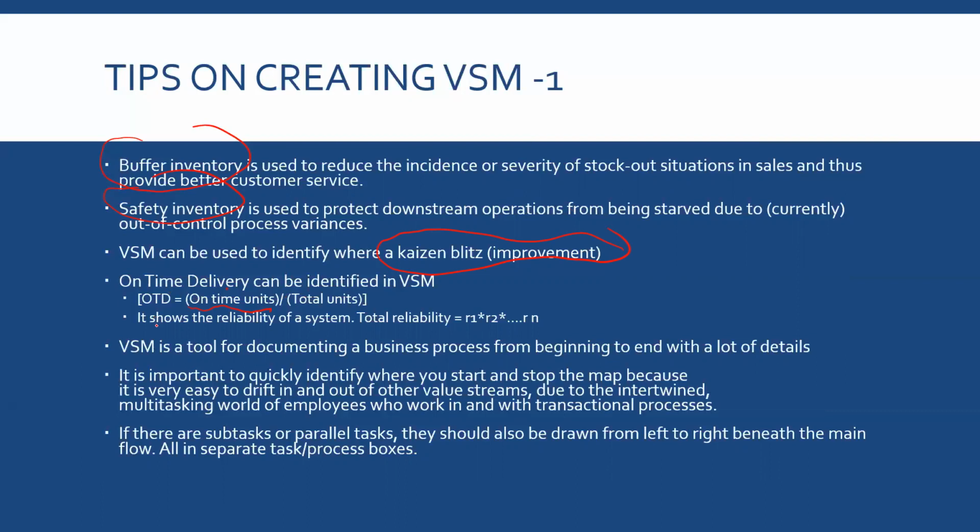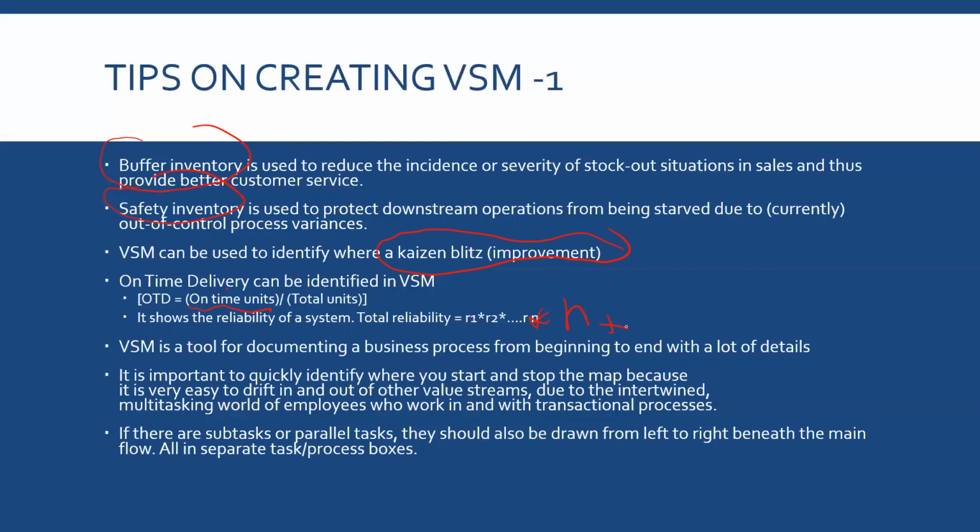Reliability of the system would be calculated by multiplying the reliability of the first segment times the reliability of the second segment times the reliability of the third segment, all the way until the reliability of the nth segment. So this is how you would calculate the reliability of the system.